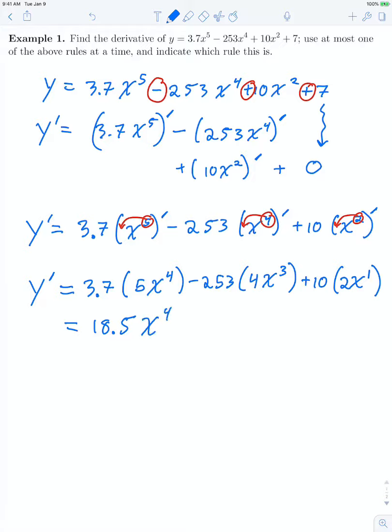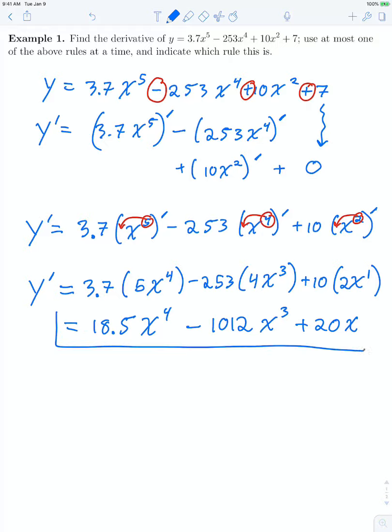X to the fourth minus, and then let's see, 4 times 250 would be 1,000, and then an extra 4 times 3 would be 1,012. X cubed, and then 20, and then people don't usually bother writing x to the 1. I just wrote it that way this last time because I wanted to show what happened to the power, but usually they would just write it as just plain old x. Okie doke, so that's it.